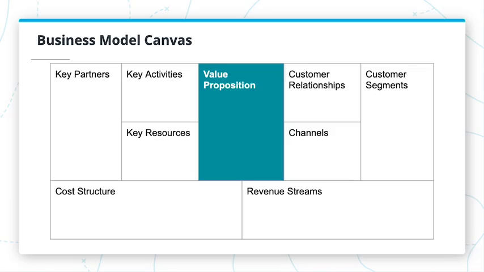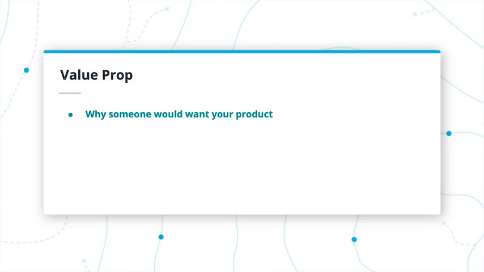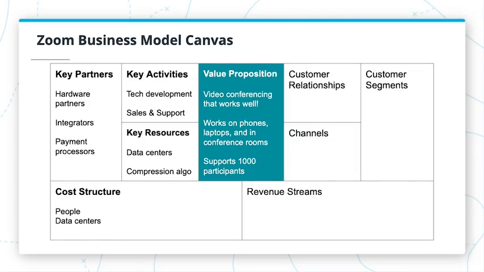Next is value proposition. The value prop explains why someone would want your product. In Zoom's case, their value prop is that they've built a video conferencing product that works really, really well. Their product also works on phones, laptops, and in conference rooms that have TVs. And it can scale. It can support over 1,000 participants in a call, which is kind of crazy to think about.